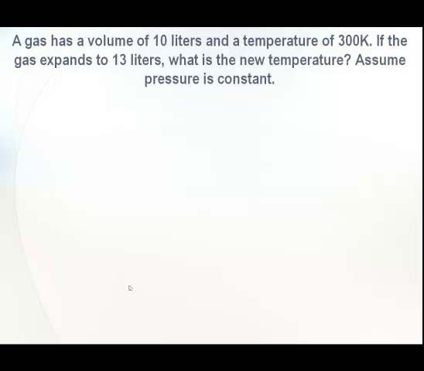So a gas has a volume of 10 liters and a temperature of 300 K. If the gas expands to 13 liters, what is the new temperature? Assume that pressure is constant. So the variables that we have: volume 1 is 10 liters, temperature 1 is 300 Kelvin, volume 2 is 13 liters, and temperature 2 is what we're looking for. We're looking for the new temperature.